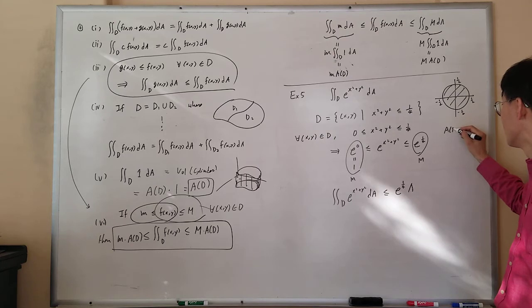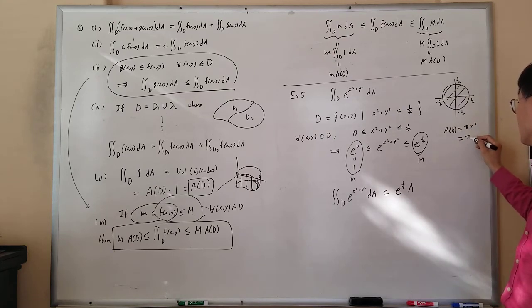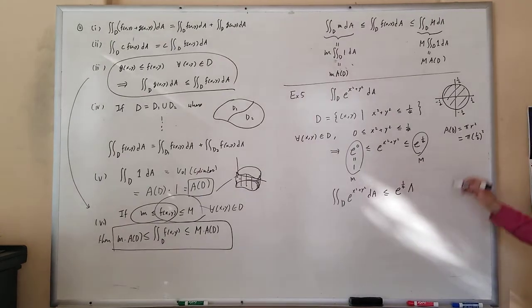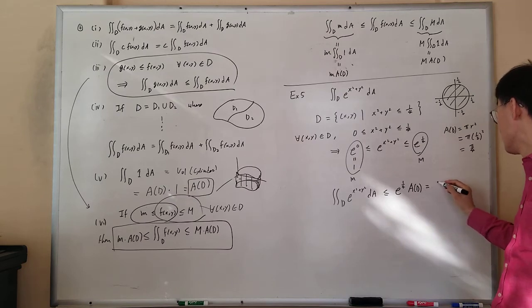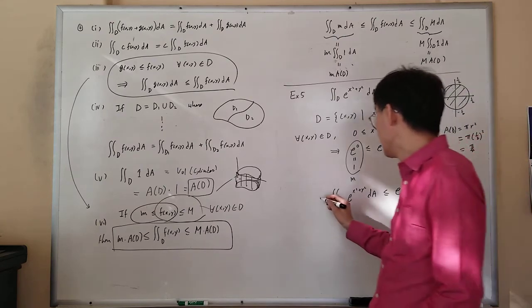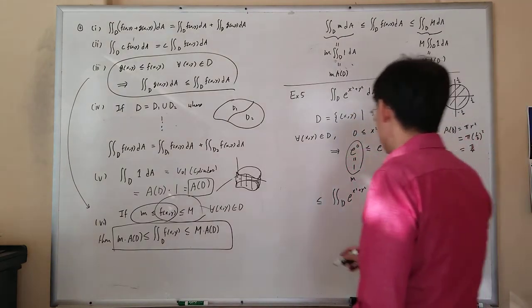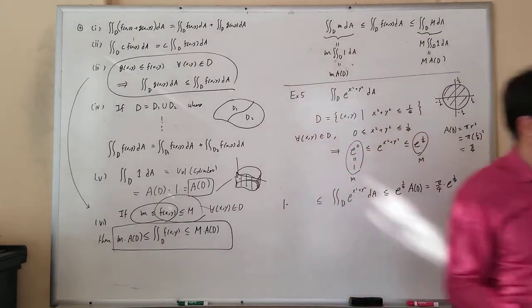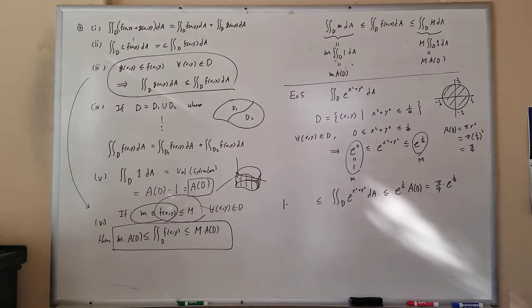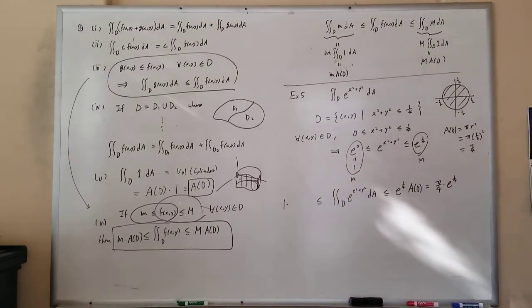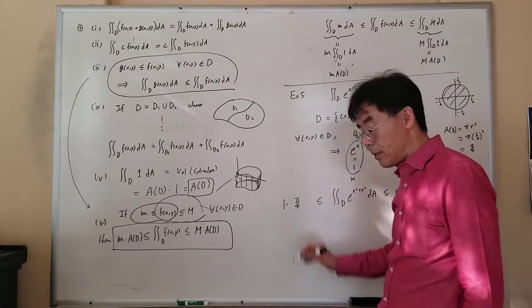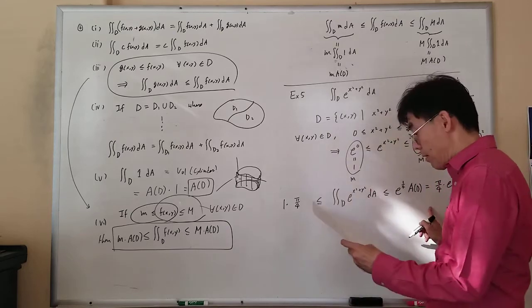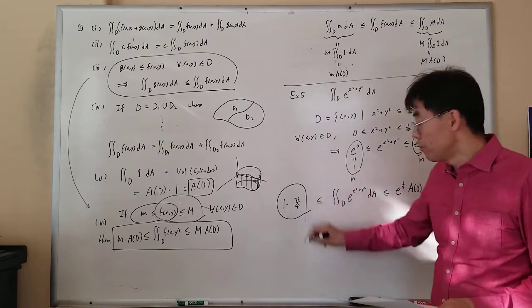What is the area of D? Pi r squared, pi times 1/2 squared, pi over 4. So this is pi over 4 times e to the 1/4. And the lower bound is 1 times area of D, which is pi over 4. So the integral is between pi over 4 and pi over 4 times e to the 1/4.